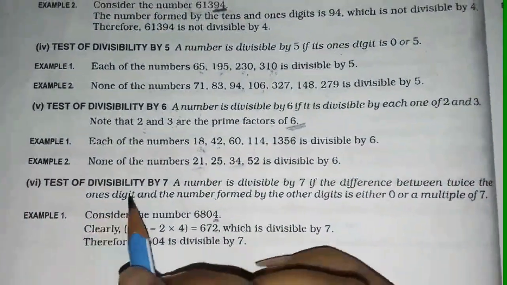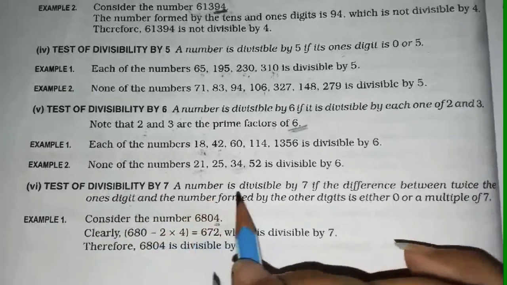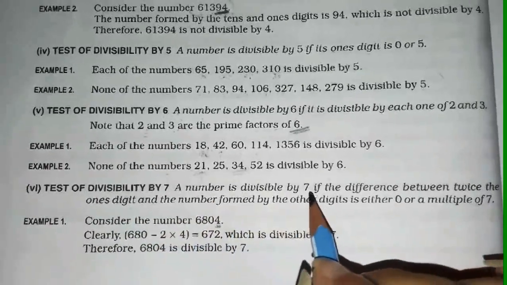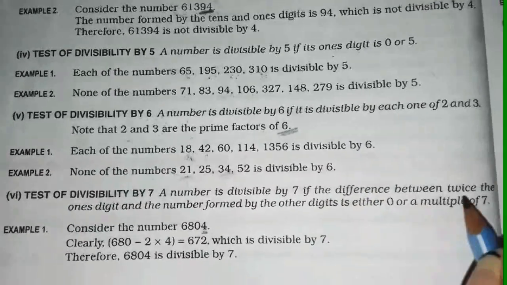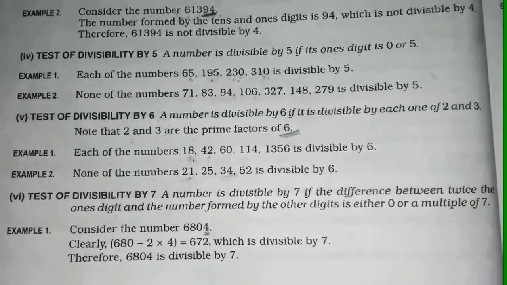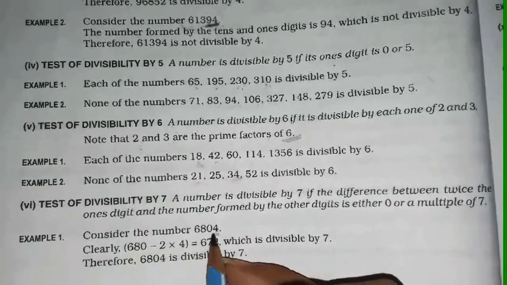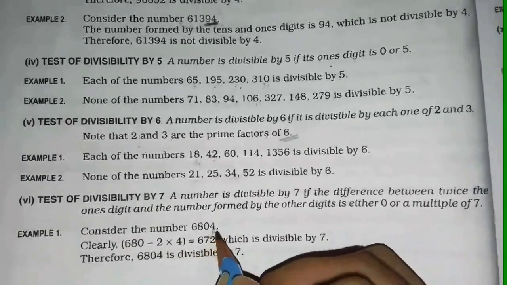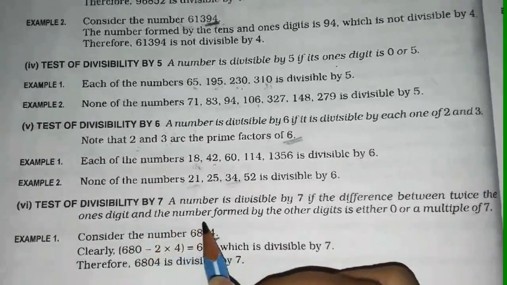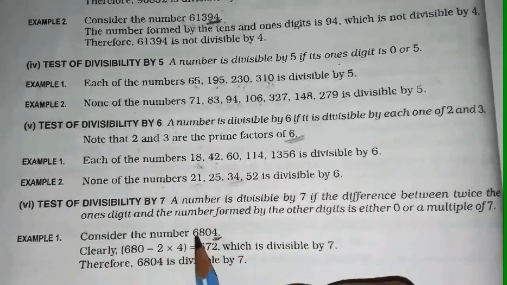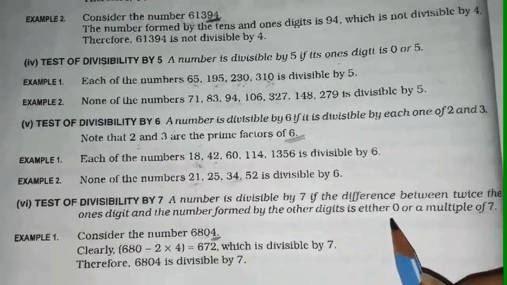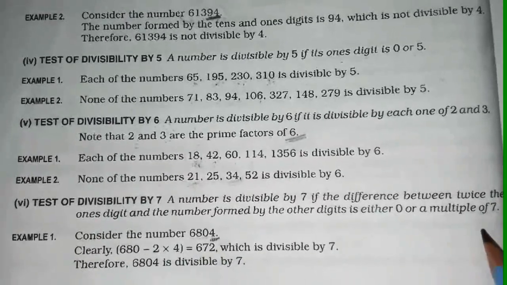Next, the test of divisibility by 7. A number is divisible by 7 if the difference between twice the ones digit, meaning the last digit, and the number formed by the other digits is either 0 or a multiple of 7.